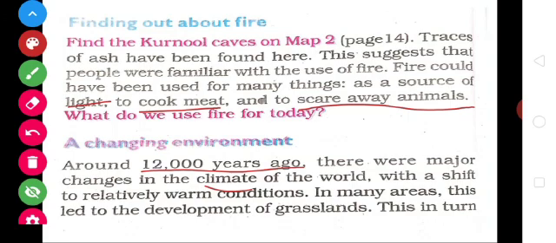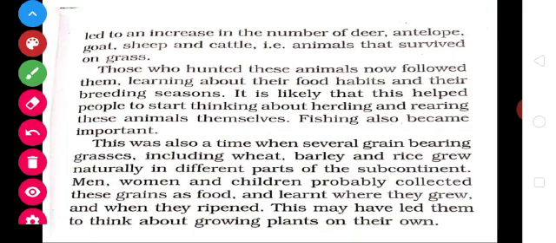in many areas, and this in turn led to an increase in the number of deer, antelope, goat, sheep and cattle, because these animals are grass eating animals. If the grassland developed, these animals also increased in number. That is, animals that survived on grass.